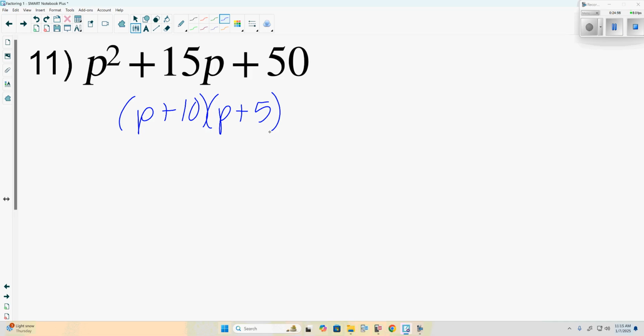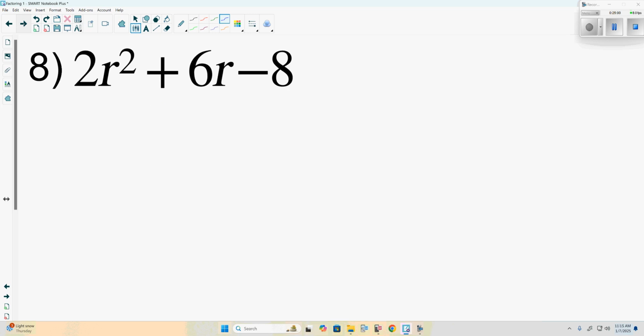I want to look at number 8. Let's look at the next one. This one is a little bit different than the last one. Not by a whole lot, just a little bit. Because up to this point, we've talked about step number one, our greatest common factor, and immediately moved on, yes? Looking at these three terms, is there a greatest common factor between the three terms?